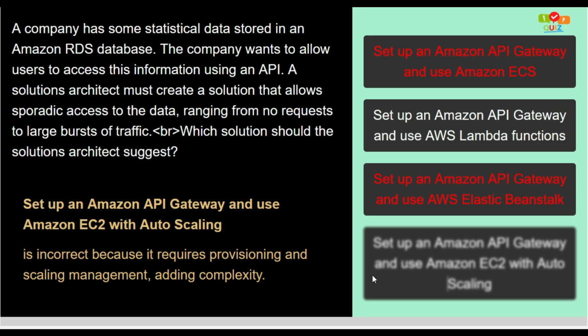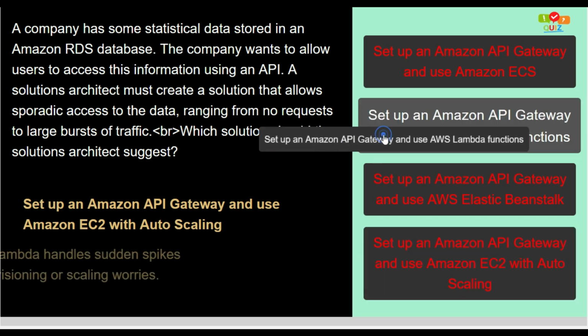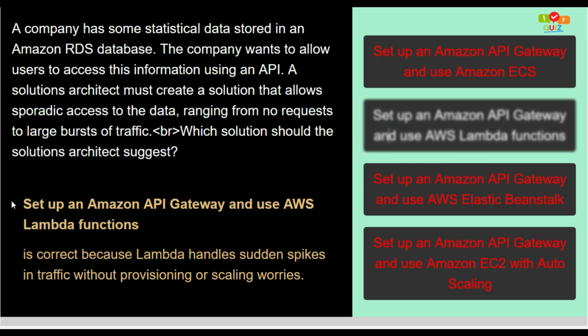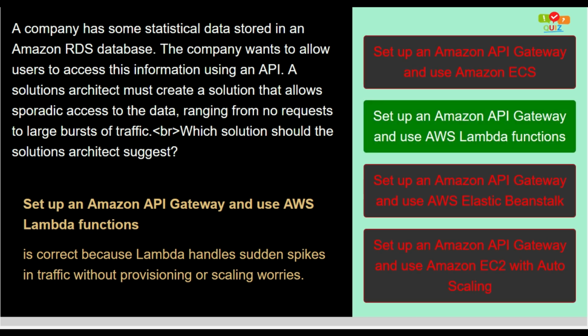Option 4, set up an Amazon API Gateway and use Amazon EC2 with Auto Scaling, is incorrect because it requires provisioning and scaling management, adding complexity. Right? Let us see option 2. Set up an Amazon API Gateway and use AWS Lambda functions, is correct because Lambda handles sudden spikes in traffic without provisioning or scaling worries. Right? So our option 2 is the correct answer.